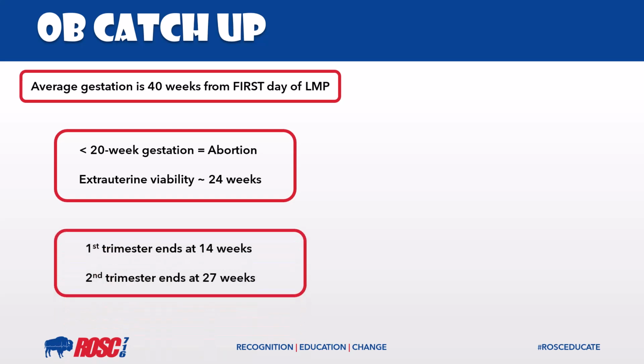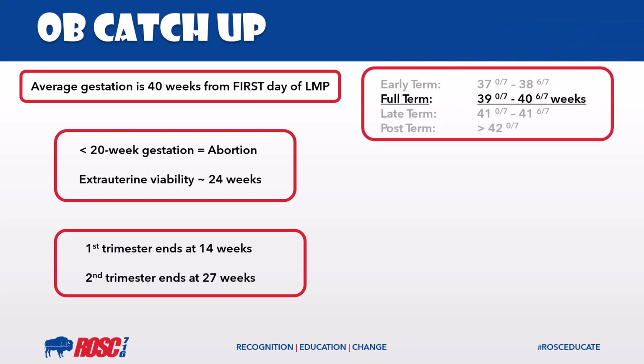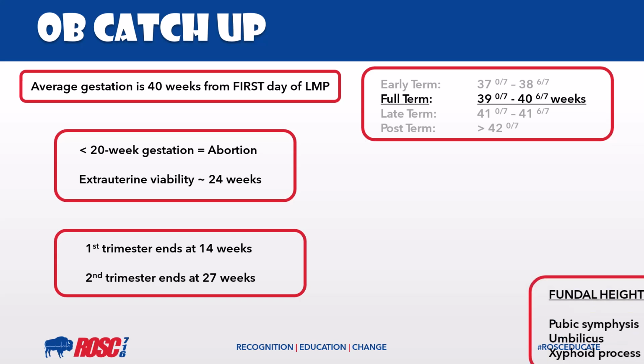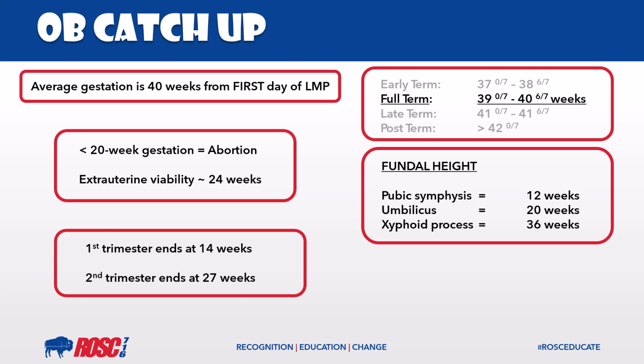We know that the first trimester ends at 14 weeks, the second trimester at 27 weeks. Full term is between 39 weeks and 0 days and 40 weeks and 6 days. Fundal height can give us a good predictor of where the pregnancy is. At 12 weeks, the fundus is just above the pubis symphysis. At 20 weeks, the fundal height is just about at the umbilicus, and at 36 to 38 weeks, the fundal height is at the xiphoid process.